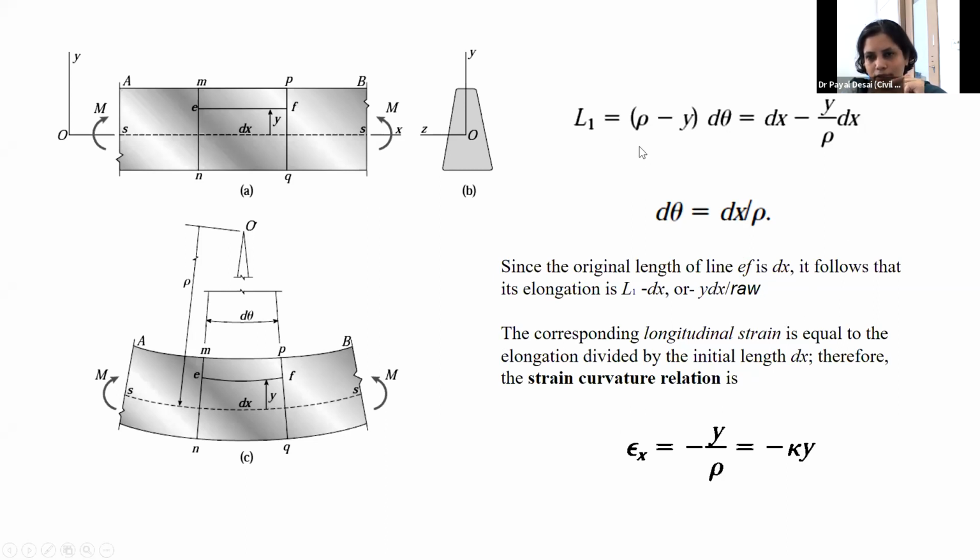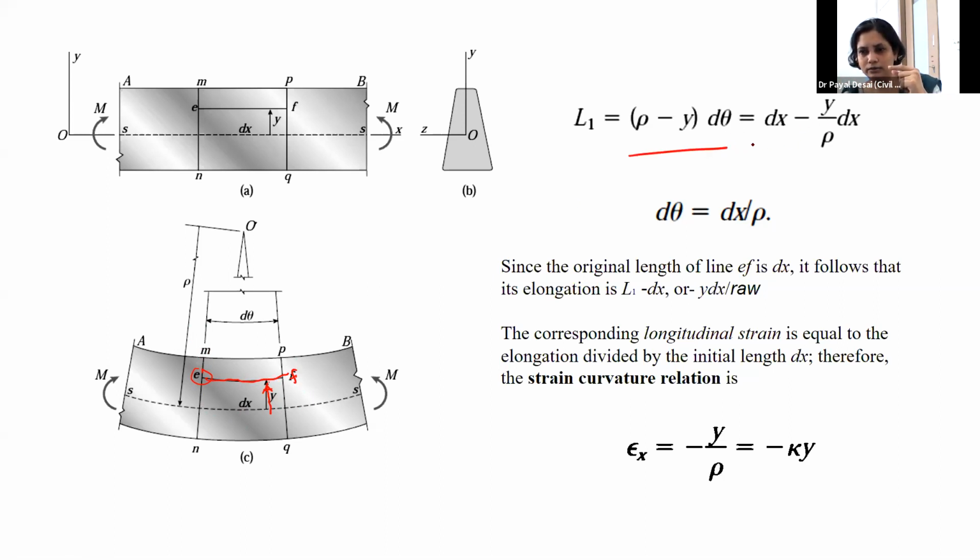So L1 here, you may see, I want to write how much is the change in the length at a distance y away from the neutral axis. So EF is one fiber of the beam away from the neutral axis. How much is the change in the length? That I will be able to write: rho minus y, because rho is the radius of curvature, into d theta. That I have written.